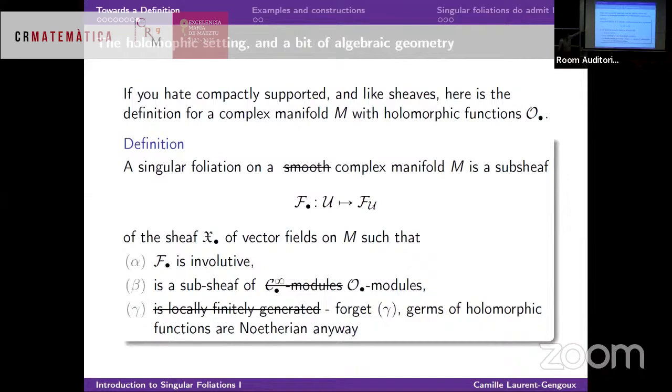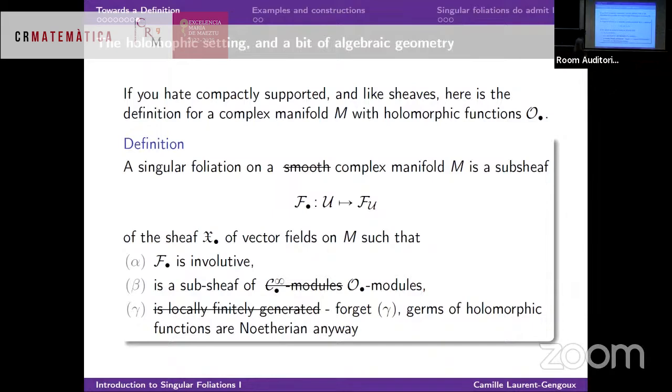Well, the good point with this definition is that maybe you prefer to work in the holomorphic world. And in the holomorphic universe, there is no global object, certainly not compactly supported objects. So you have to use sheaves. Then, yeah, I don't want you to see that yet. So then a singular foliation becomes a sub-sheaf of the sheaf of local vector fields on holomorphic and complex manifolds. Same condition, it has to be involutive. It has to be a sub-sheaf of modules over holomorphic functions, and it has to be finitely generated again. But in fact, the last assumption you can cross out.